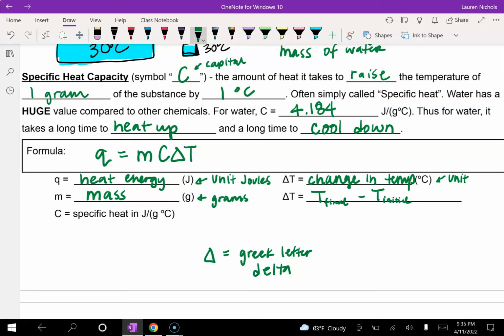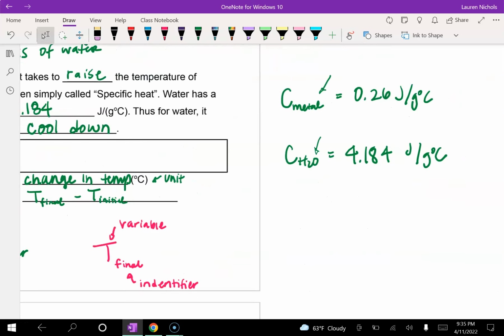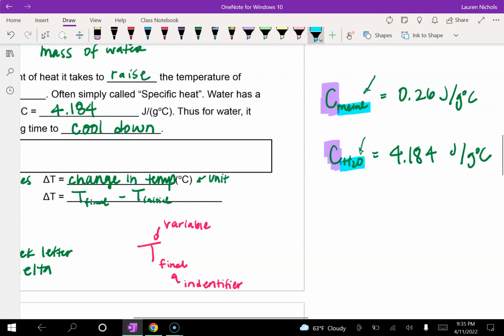One thing to note is that anytime you're in science, if you have something like T final, typically the big letter, the thing that's not the subscript, is your variable, and the subscript is an identifier that tells you which one you're referring to. For example, both of these have a specific heat capacity variable, but the subscript tells you which specific heat you're talking about, whether it's of a metal or water or things like that.